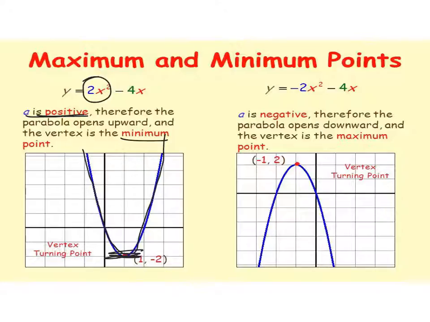If we have a negative a value, our parabola opens downward like this graph. That tells us we have a maximum at our vertex. So negative means max. And for both of them, the max or min is the y coordinate of our vertex. And so once we know the x coordinate, we should be able to find the y.